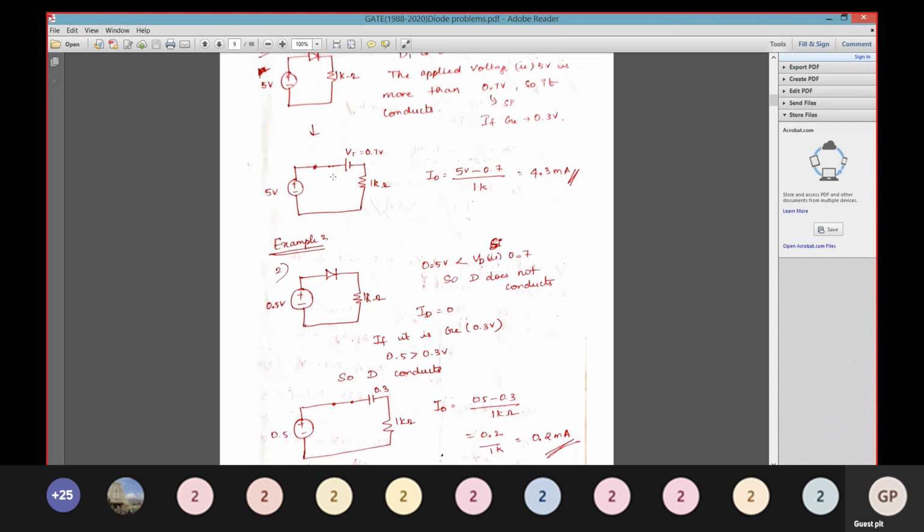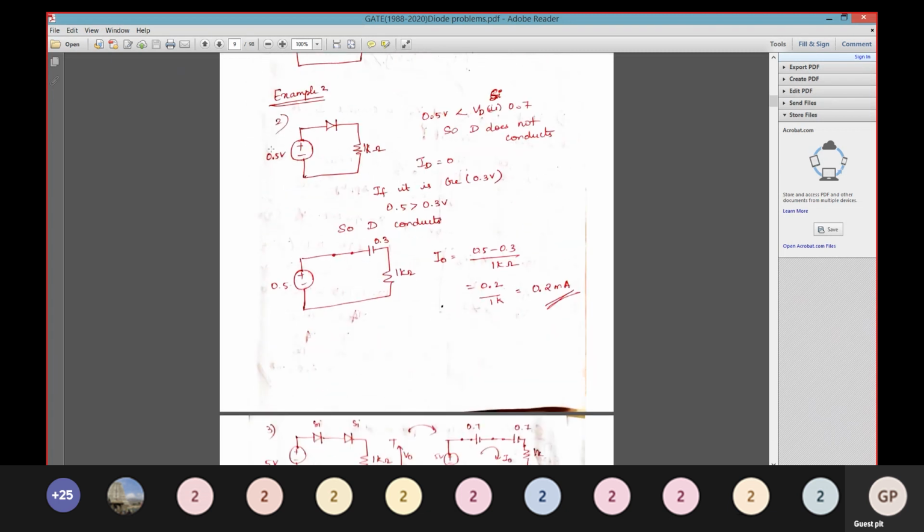What is your total current? If they ask you to find the current over here, how will you find it? I is equal to V by R. So 5 volt minus 0.7 volt divided by your total resistance. If you substitute it, you get the current as 4.3 milliampere.